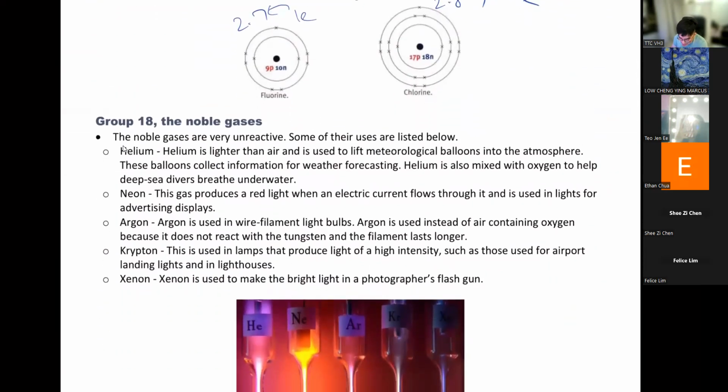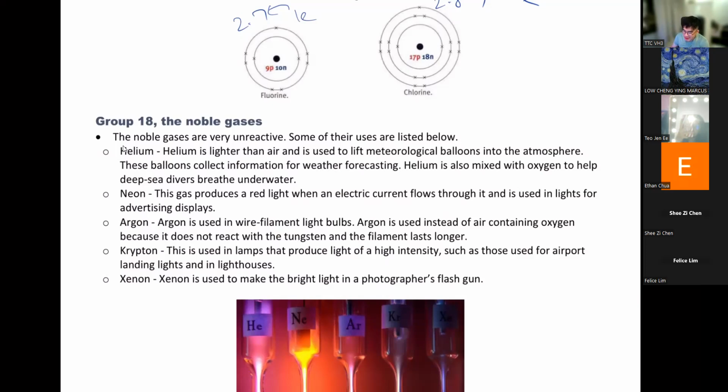All right. So like helium, we use this to fill balloons. Helium is lighter than air and is used to lift meteorological balloons into the atmosphere. These balloons collect information for weather forecasting. It is also mixed with oxygen to help deep sea divers breathe underwater. Helium is what we put in balloons. You know those birthday balloons that float? And when you inhale them, you kind of talk like a chipmunk.